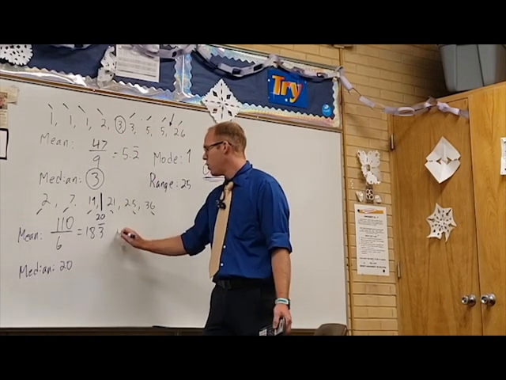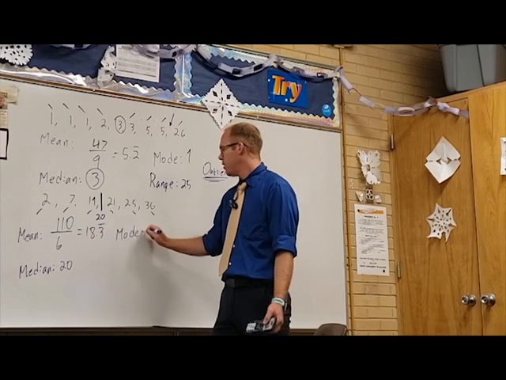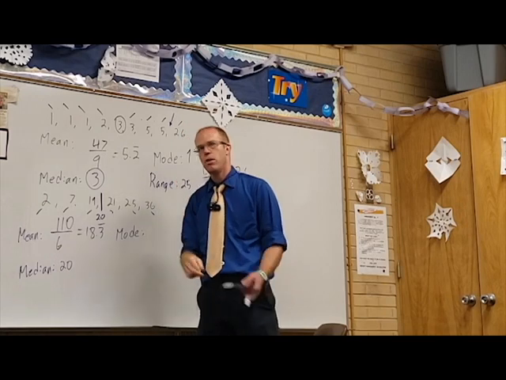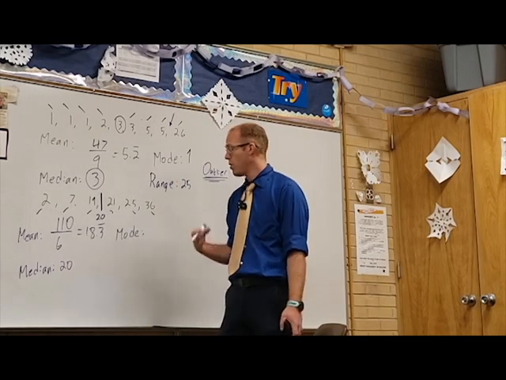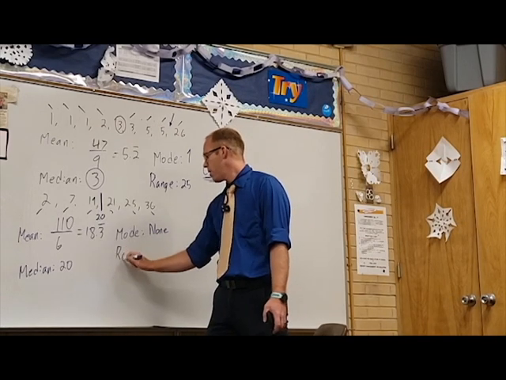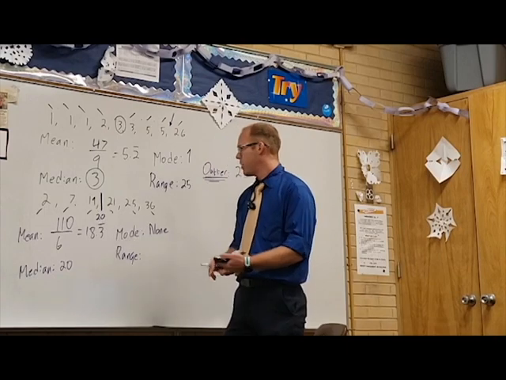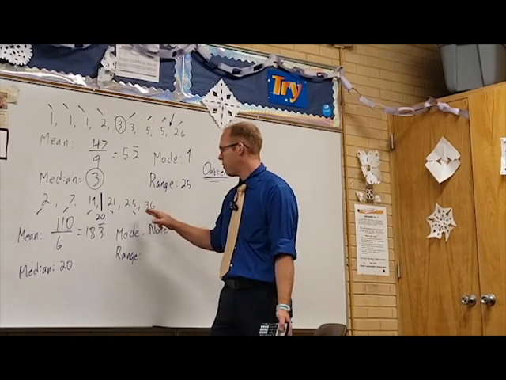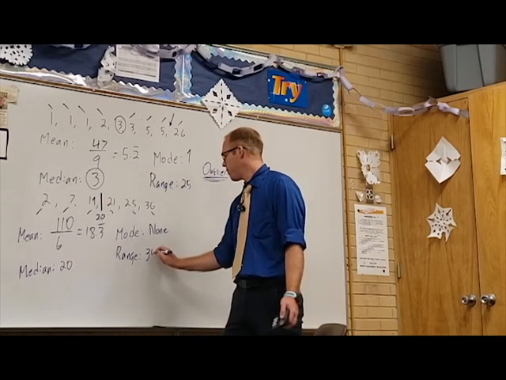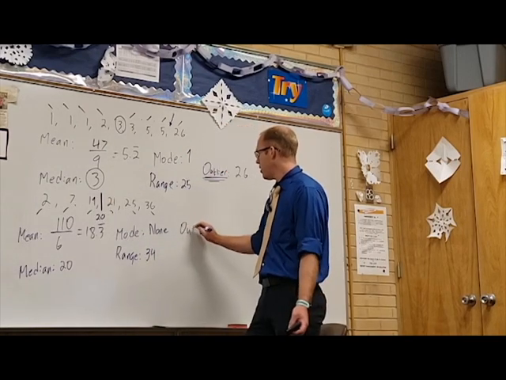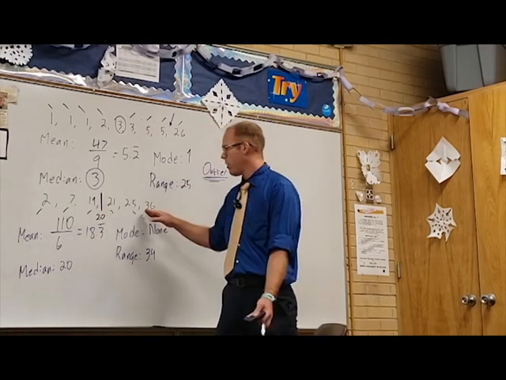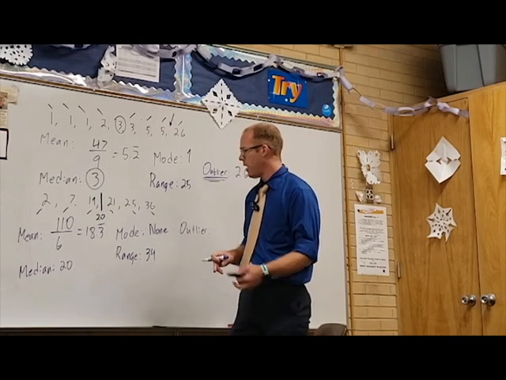All right, our mode is the number that occurs most often. Now you'll notice that each one of these numbers only occurs once. There is no number that occurs more than the others, so there is no mode. The range is the distance from the smallest to the largest. Between 36 and 2, we get 36 minus 2, which is 34. And outlier, we can see that there is no number that sticks out far from the rest of them. So this one does not have an outlier.